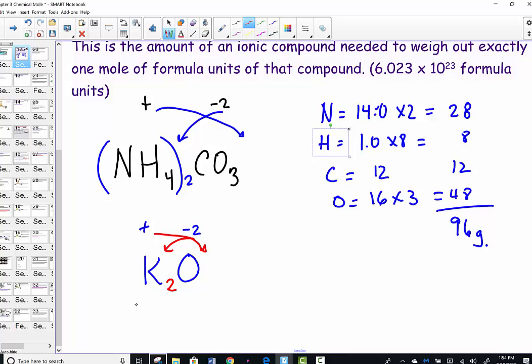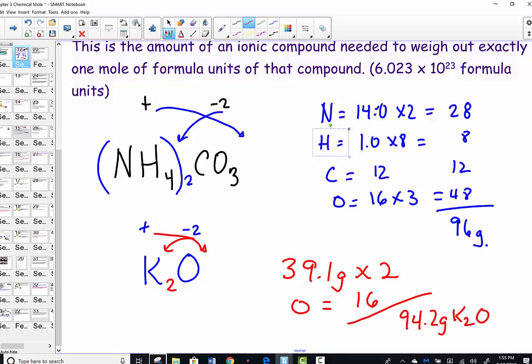Potassium has a formula weight of 39.0983. If we agree to carry 1 decimal, I'll call that 39.1. But there's 2 of them there. Oxygen weighs 16, so I'm going to sum 2 Ks and 1 O. And did you find 94.2? Excellent. So we went through atoms, molecules, and then formula units. So far you should have, is it 9 little mass numbers on your paper so far?